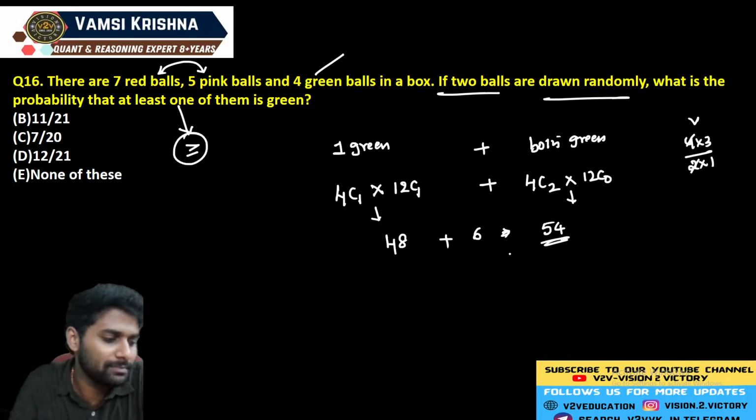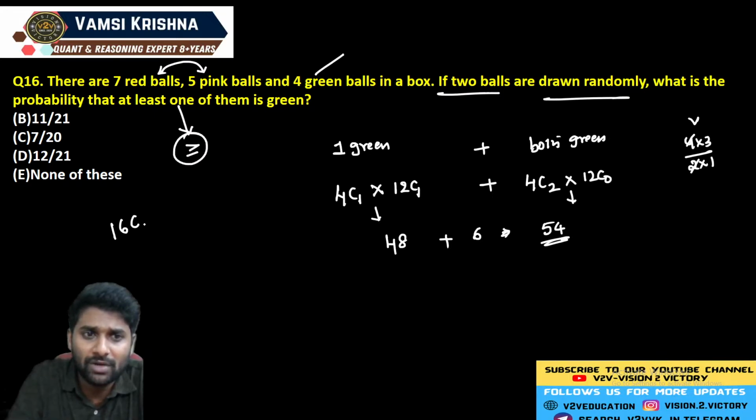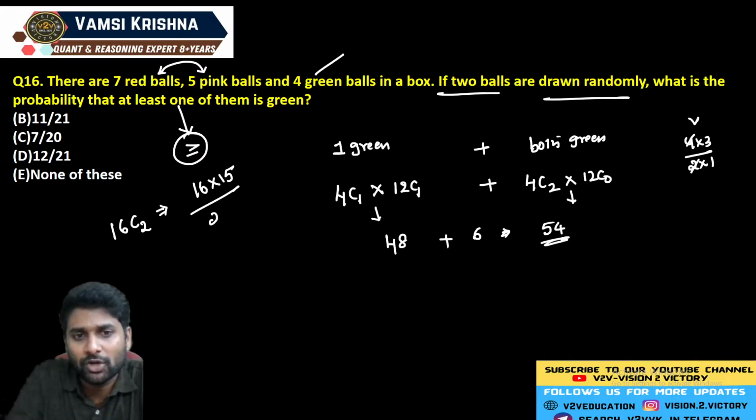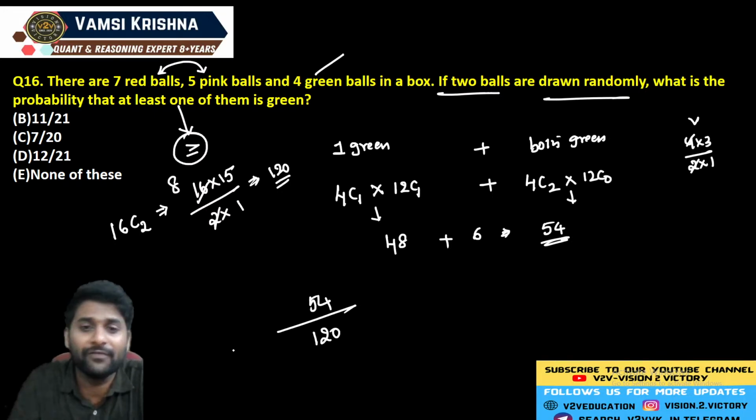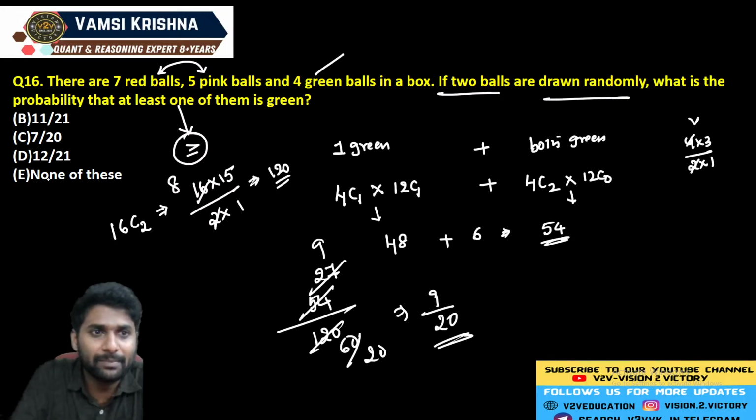That's the favorable outcome. But what about the total outcomes here? How many balls are there in total? 7 plus 5 is 12, 12 plus 4 is 16 balls. Out of 16 balls, we need 2 balls. So 16C2 means 16 multiplied by 15 and the denominator is 2 into 1. So 8 15s are 120. Guys, out of 120 possibilities, 54 are favorable to our condition. So the probability of picking at least one green ball is 9 by 20.